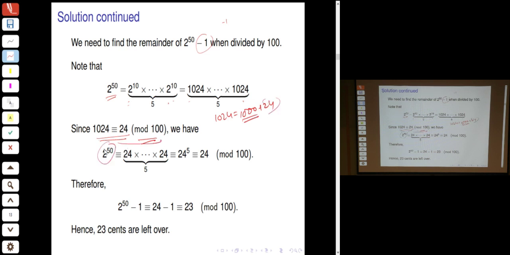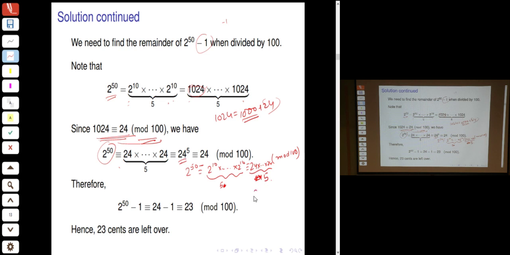So, 2 to the 50 is 2 to the 10 times 2 to the 10, 5 times. You are just doing it mod 100. So, 2 to the 10 itself is 24 mod 100. So, this is 24 taken 5 times mod 100, right. So, let us now try to understand what 24 to the power of 5 is mod 100.